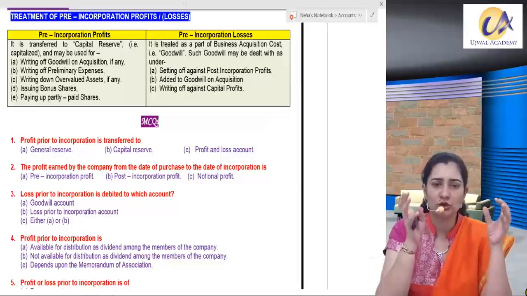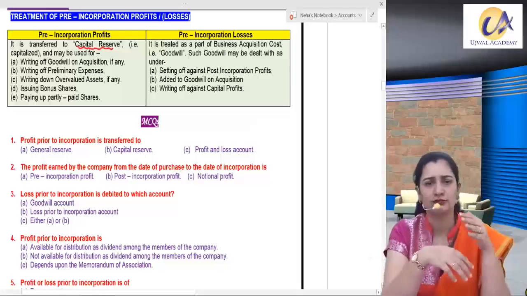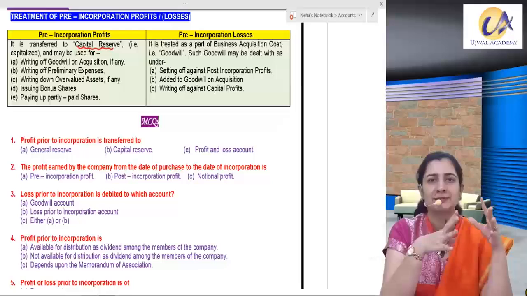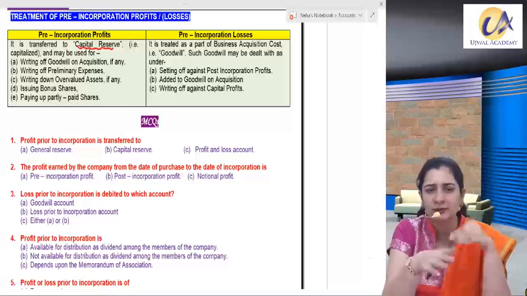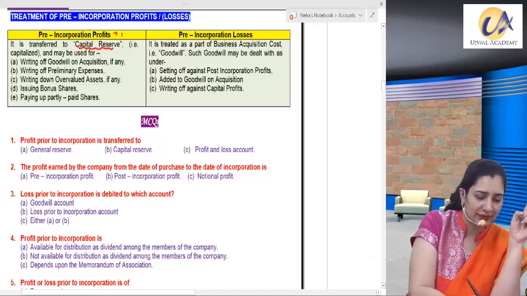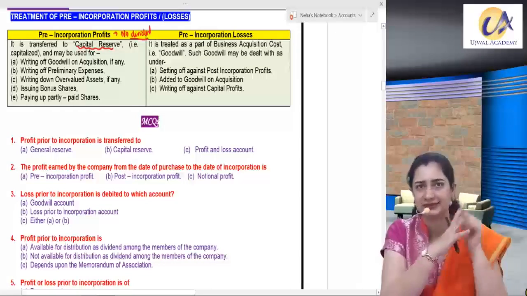तो फिर वो जो pre-incorporation profit है वो capital reserve में you will keep it, and you can use it for things like writing off goodwill, or you can write off preliminary expenses, issue bonus, etc. तुम ये सब कर सकते हो from that. Main thing, no dividend. Dividend you can't pay from it. That is what you have to remember. बाकी तुम उसको you can use these things.